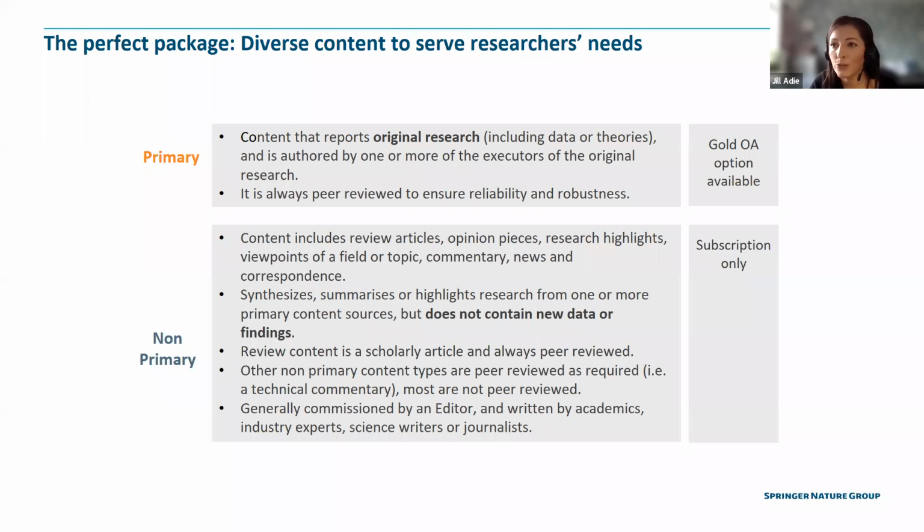Okay, so now I'm going to move on to talking about different types of content published in our journals. If I really broadly divide this into two types, there's primary and there's non-primary. We've touched upon this before, but what I really want to talk about is the different types of non-primary that we have. Primary, just to define it, is original research. It can be authored by many authors, who are the executors of the original research. It's always peer-reviewed, and this is the type of content that can be made open access if desired.